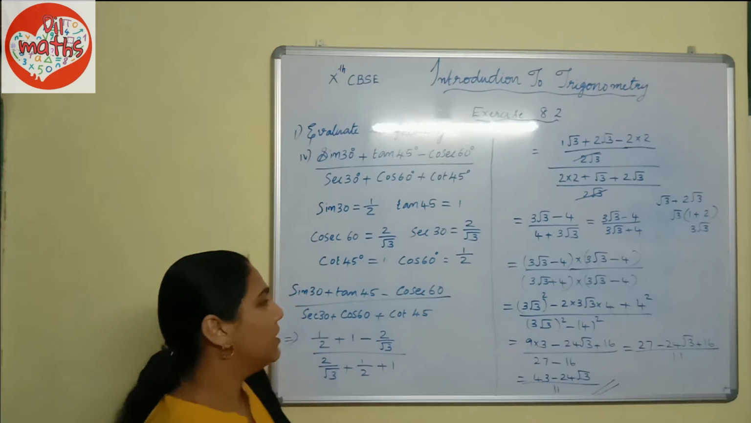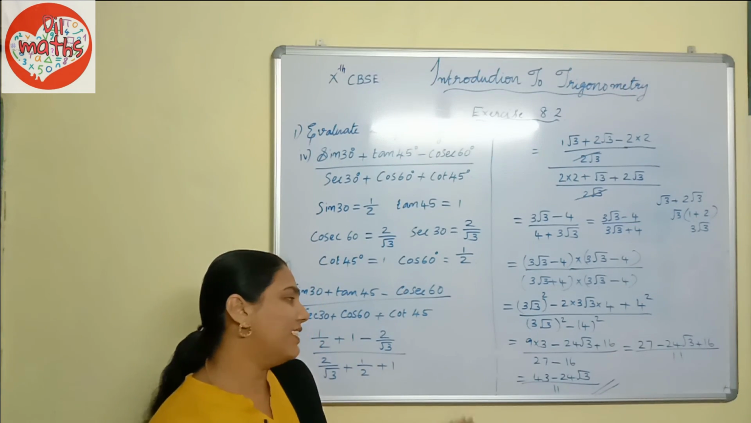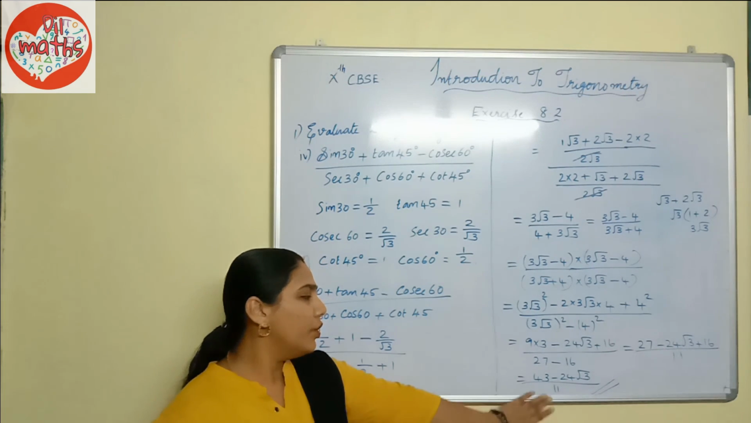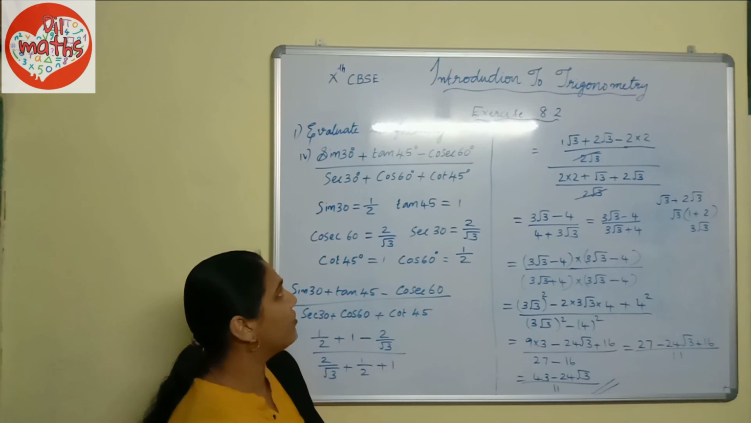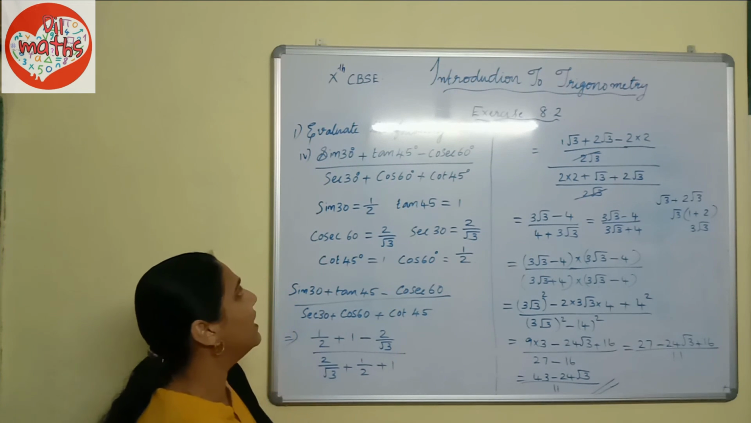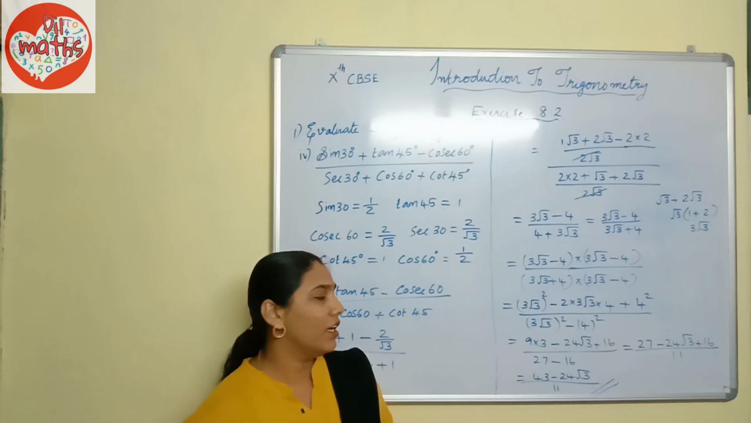Okay. So first we substituted, then we simplified like this. So our answer is 43 minus 24 root 3 by 11. That is the value of sin 30 plus tan 45 minus cosec 60 divided by sec 30 plus cos 60 plus cot 45. I think all of you understood this.